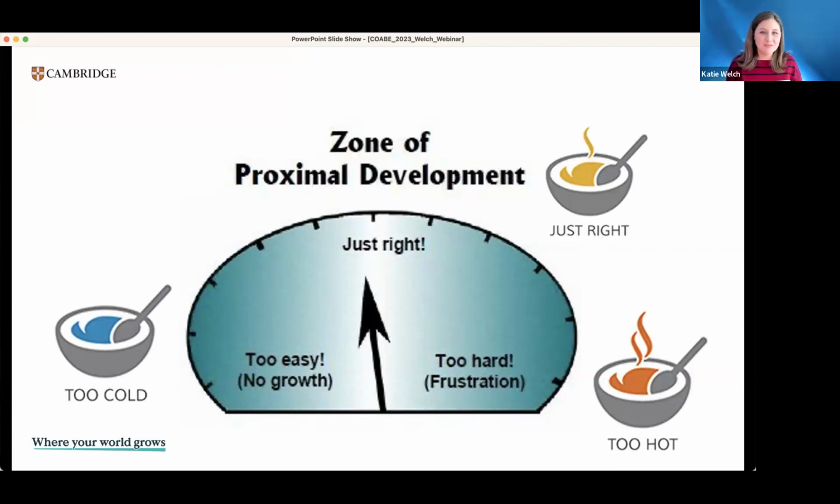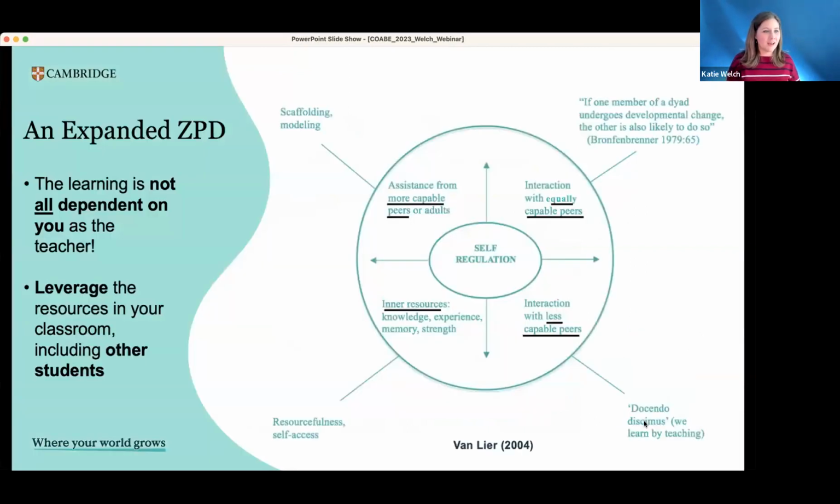And so a lot of differentiation is trying to meet that zone of proximal development. It's trying to find that just right place for each student. But that can be nearly impossible for the one-man band, the one-woman show of a teacher. And so instead, we want to try to not take on that responsibility on ourselves.